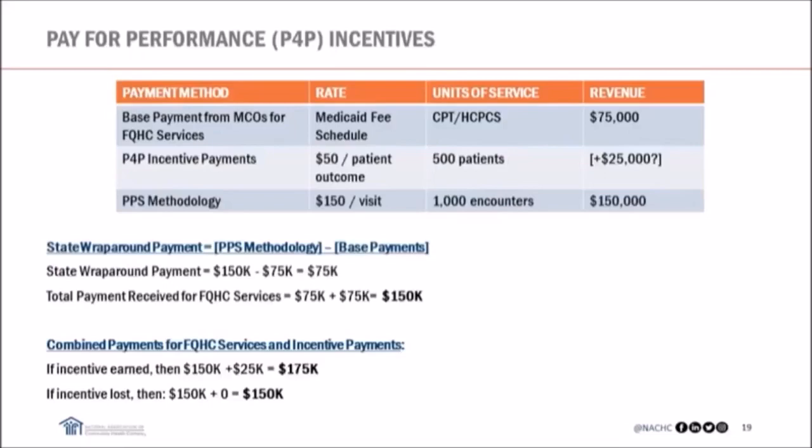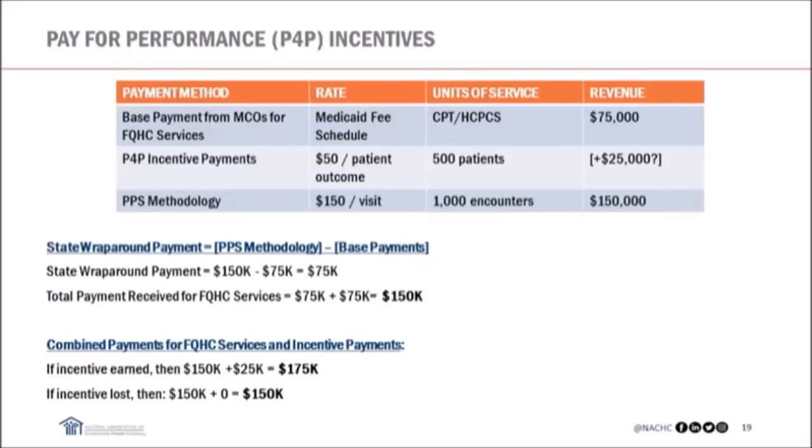Under this example, the first line in the slide shows you how much the health center received from the MCO. Let's assume for purposes of this example, the health center is compensated at 100% of the Medicaid fee schedule in that state, and they generate $75,000 through claims that they submit to the Medicaid MCOs. In addition, the health center has been able to earn incentive compensation through pay for performance at some rate of $50 per patient outcome. So let's say that if the health center provided all the recommended care to the patient in the course of a year, the health center earned an additional $50 per patient. And let's say there were 500 potential patients they could earn this revenue on, so potentially a health center could earn up to $25,000 in additional revenue.